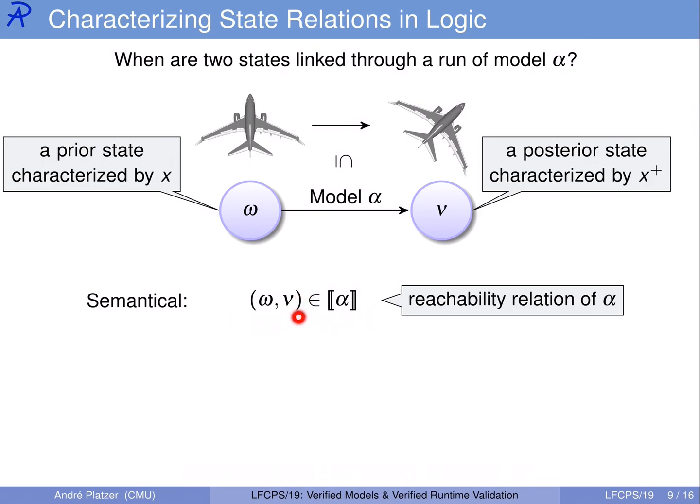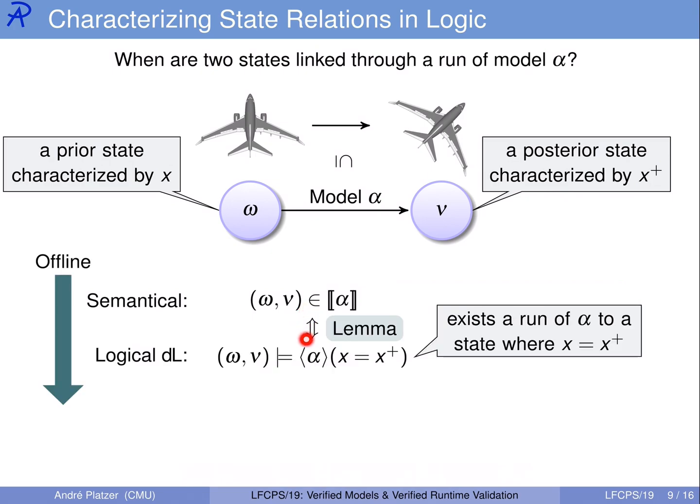then this semantical criterion, which is perfectly correct, but on the semantic level, so hard to teach to a computer, can be rendered directly in logic and differential dynamic logic by saying that's true if and only if there is a run of the model alpha with the diamond modality to a state where the values x that have come out by having run the model are equal to the values that the x plus variables hold for this pair of states. So is there a run of alpha to a state where x then equals x plus?